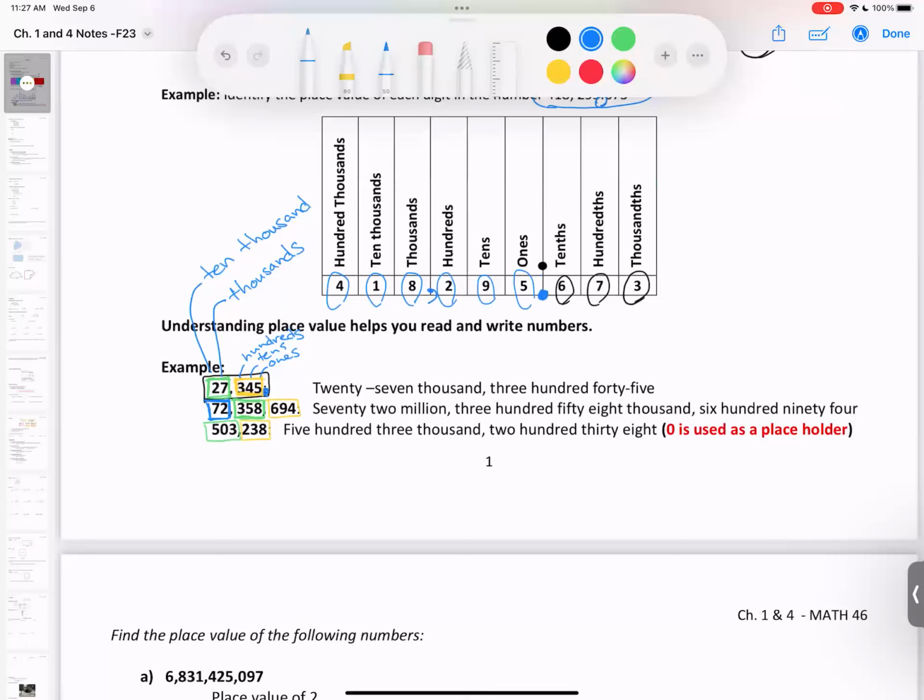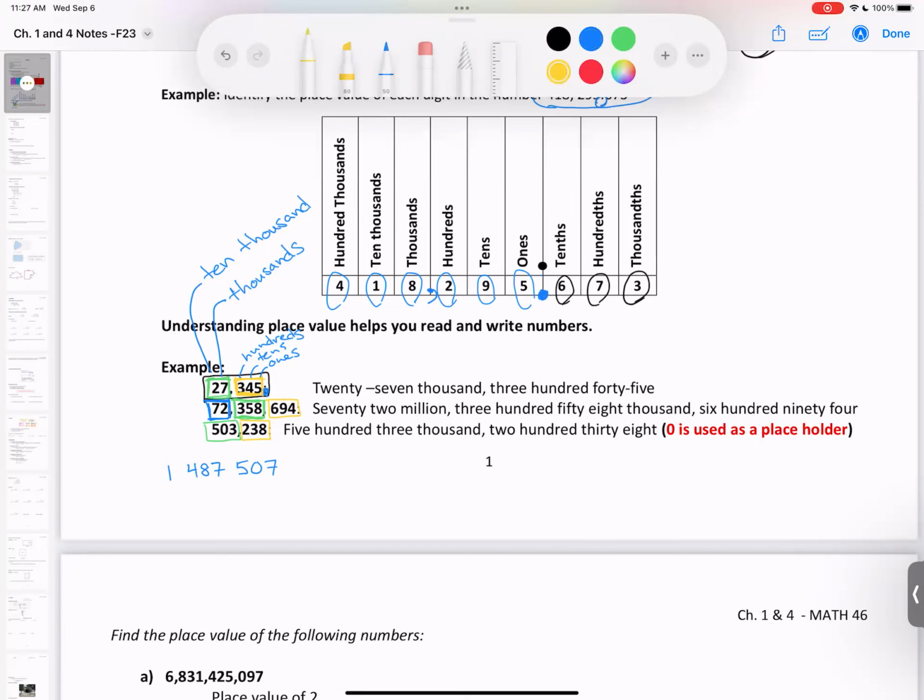So I'm going to write a number in here. Here, let's make it a little harder. There we go. And I'd like you to pause the video and see if you can figure out the word name for that number.